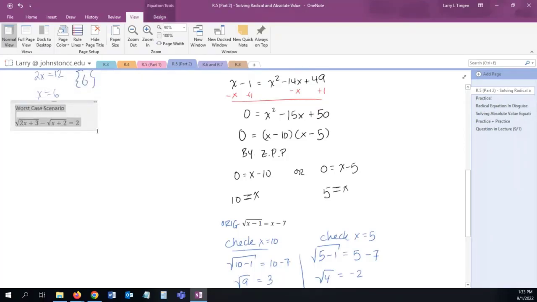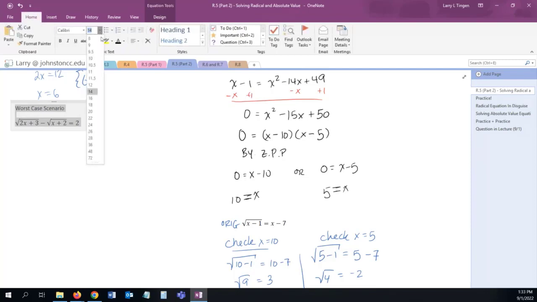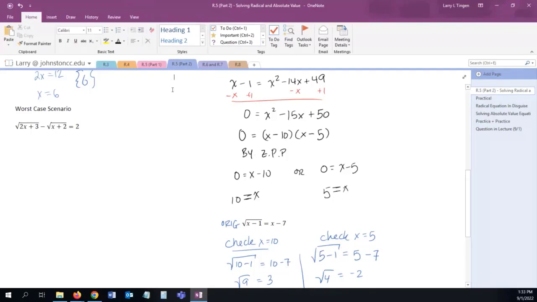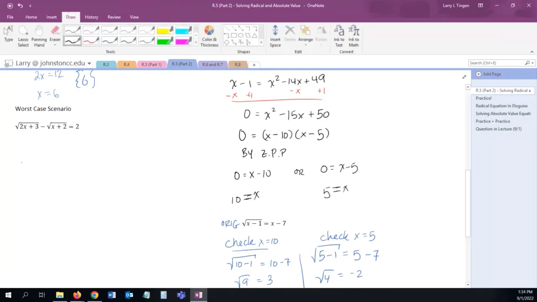Worst case scenario when you're dealing with radicals is that you have multiples. The rules are still the same, but you just have to repeat the process. So I want to isolate, which means get one of the radicals by itself completely. It doesn't matter which one. I'm just going to get the square root of 2x minus 3 by itself. That means I need to add the square root of x plus 2 to both sides.